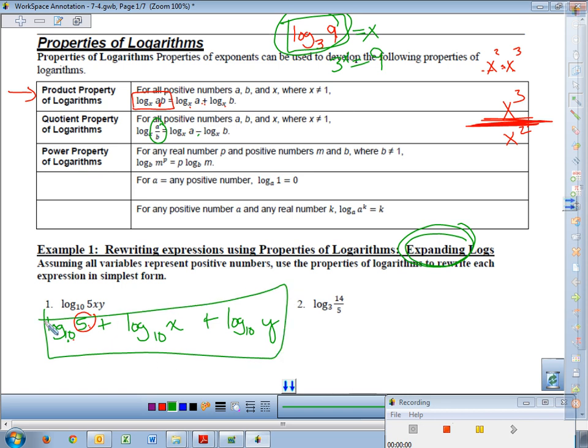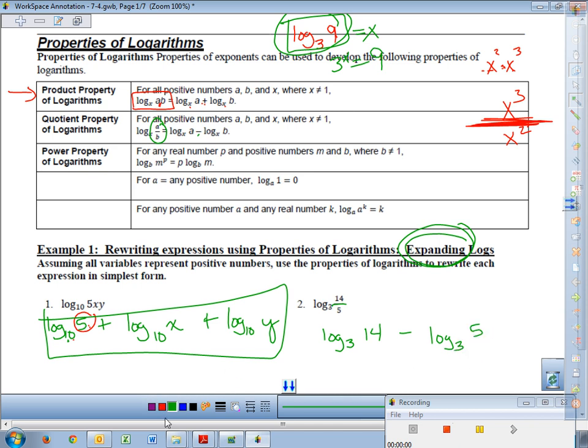Next problem. Look at the arguments. Aren't they being divided? Right? How many numbers are in that argument? Are there 2? So division means we will do what with those logs? We will subtract them. It's all going to be log base 3. And it'll be numerator first all the time, right? The numerator first, which is 14, minus the log base 3 of 5.